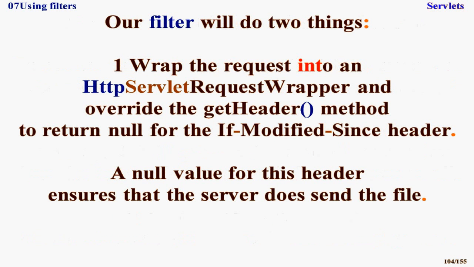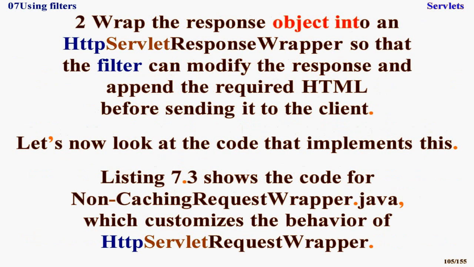Our filter will do 2 things. 1. Wrap the request into an HttpServletRequestWrapper and override the getHeader method to return null for the If-Modified-Since header. A null value for this header ensures that the server does send the file. 2. Wrap the response object into an HttpServletResponseWrapper so that the filter can modify the response and append the required HTML before sending it to the client. Let's now look at the code that implements this.